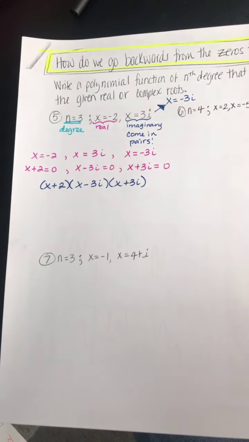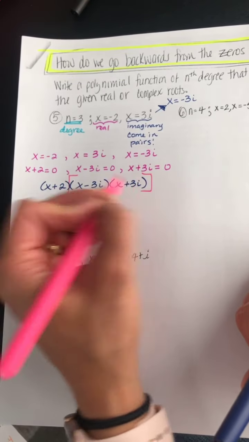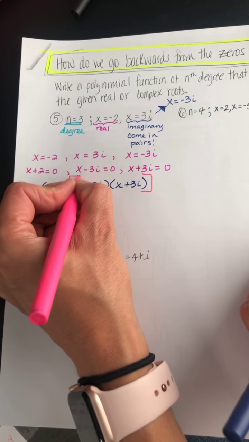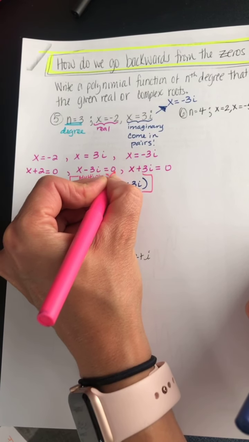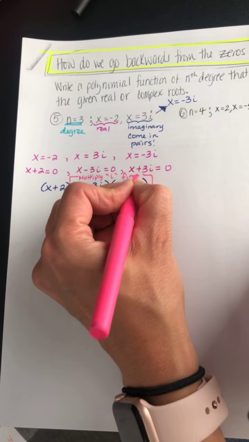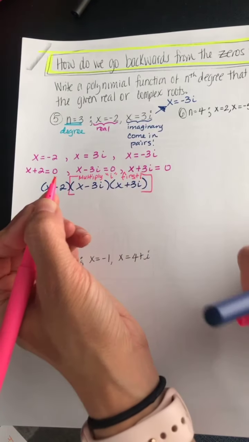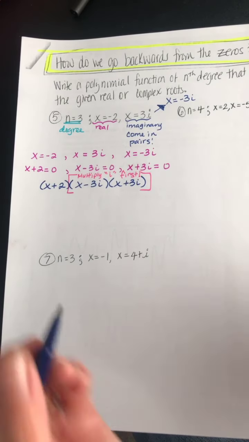So here is the kicker. You always multiply the i's together, and you always multiply them first. Multiply the i's first! Okay, so let's focus on that.